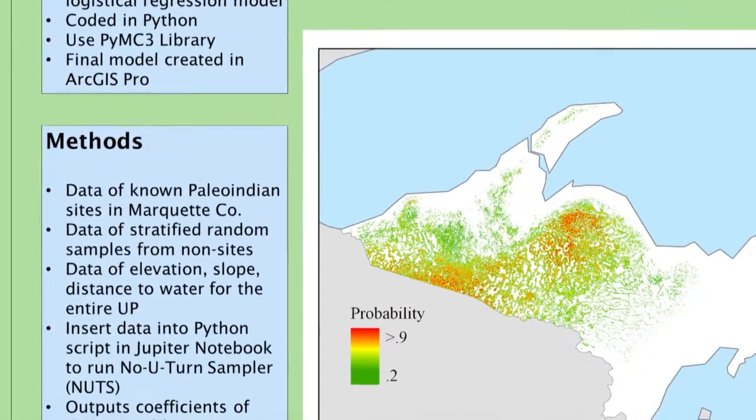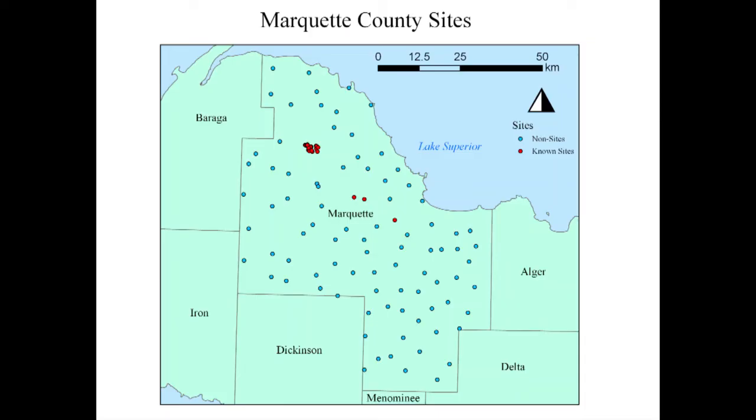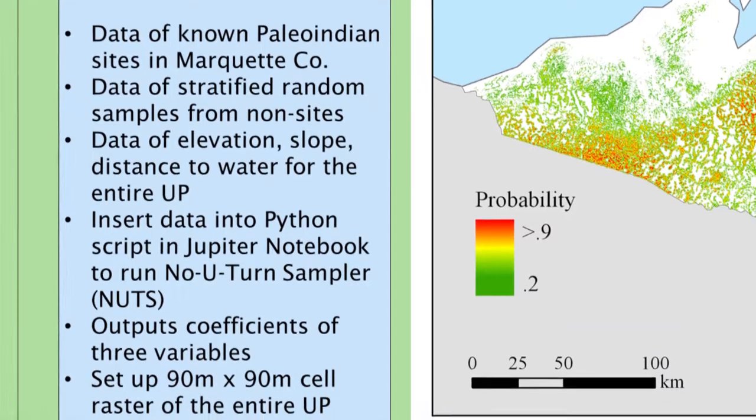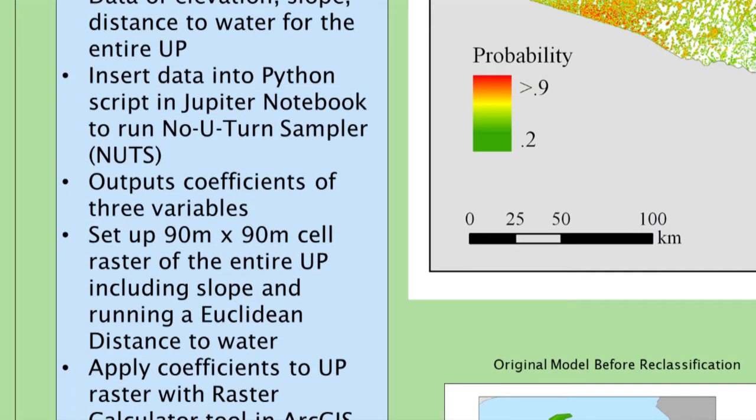What we start with is data of known Paleoindian sites in Marquette County, as well as data of stratified random samples from non-sites, and all that data includes information such as the elevation, slope, and distance to water for each of those locations and samples. All the known sites and known non-sites were then put into a CSV file, which was entered into Python in Jupyter Notebook, and it was coded to run a No-U-Turn sampler, or NUTS sampler.